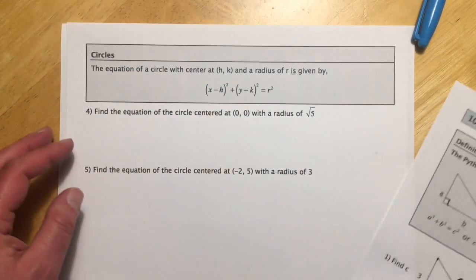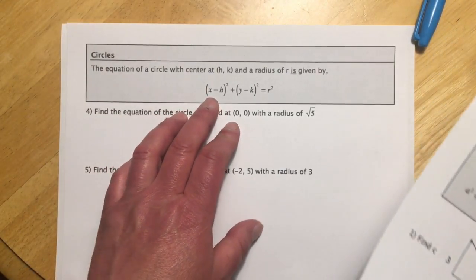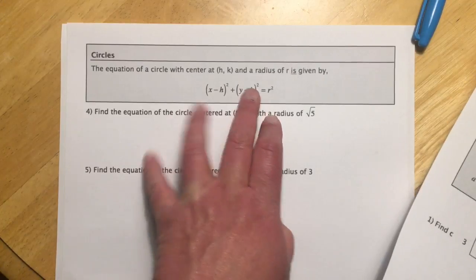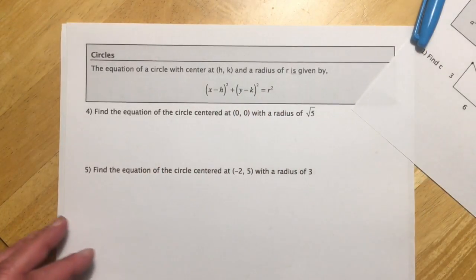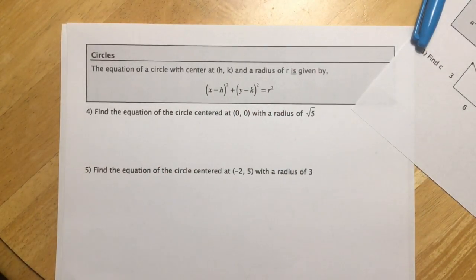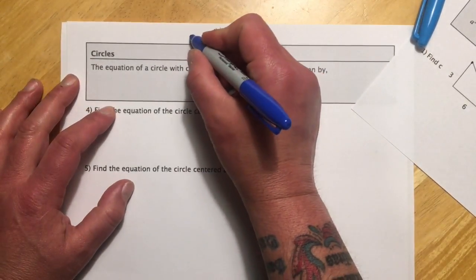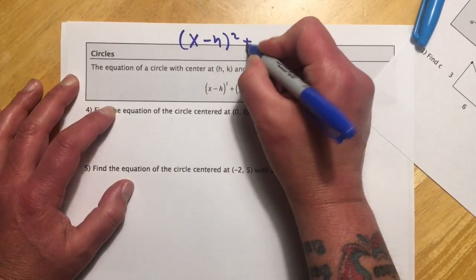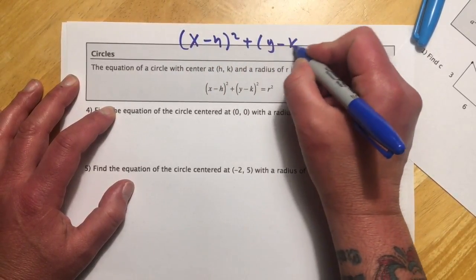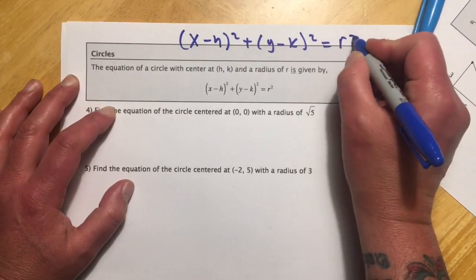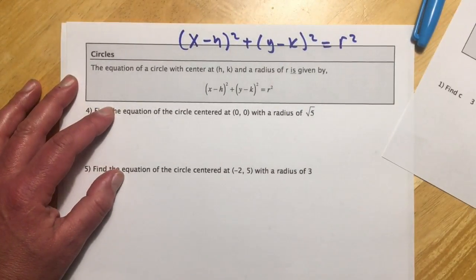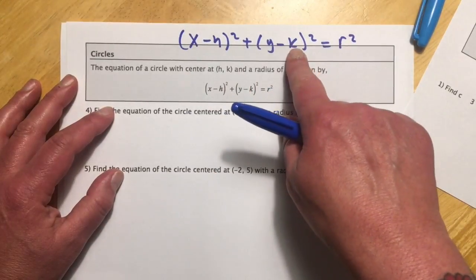Okay, and then that gets us to circles. So our formula for circles is x minus h squared plus y minus k squared equals r squared. And this h, k is going to be the center, and I think I'm going to write that a little bit bigger up here, just to make it a little easier to see on a smaller screen. So the h, k, that's the center.